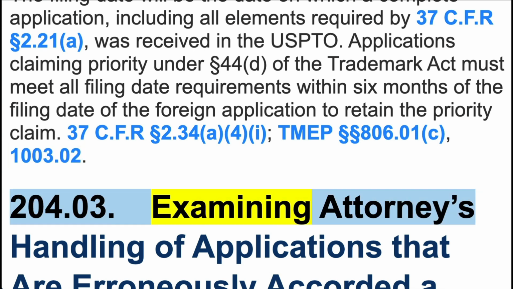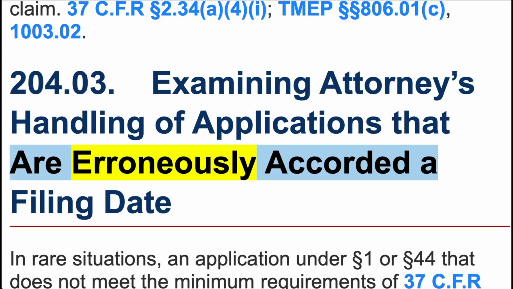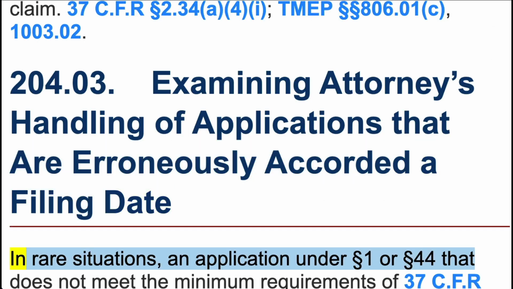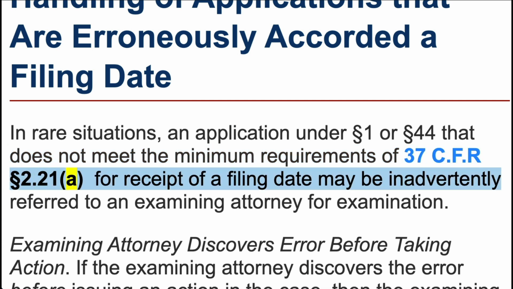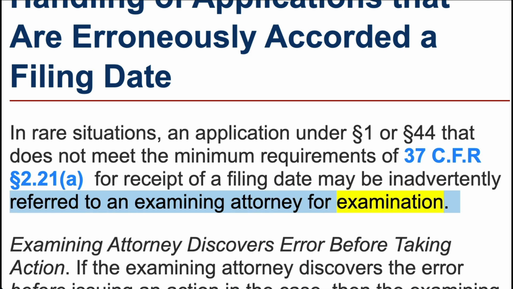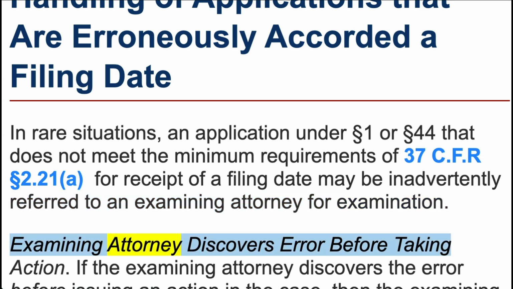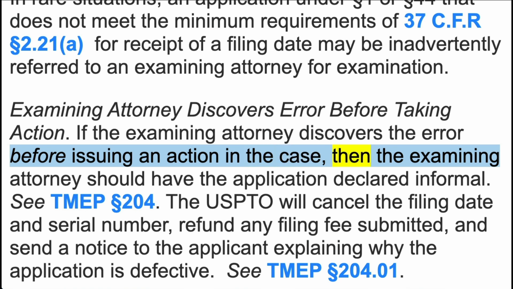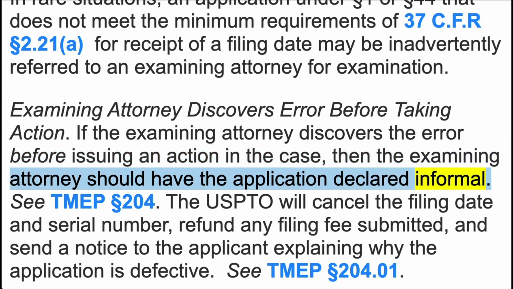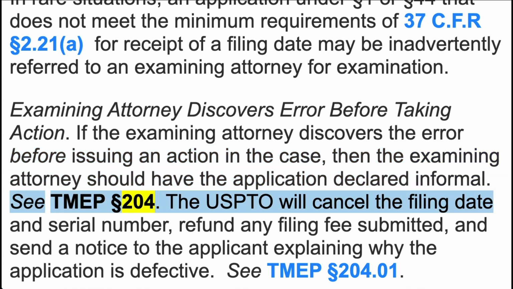204.03. Examining attorneys' handling of applications that are erroneously accorded a filing date. In rare situations, an application under Section 1 or Section 44 that does not meet the minimum requirements of 37 C.F.R. Section 2.21(a) for receipt of a filing date may be inadvertently referred to an examining attorney for examination. Examining attorney discovers error before taking action. If the examining attorney discovers the error before issuing an action in the case, then the examining attorney should have the application declared informal. See TMEP Section 204.